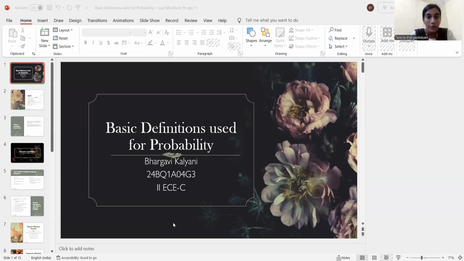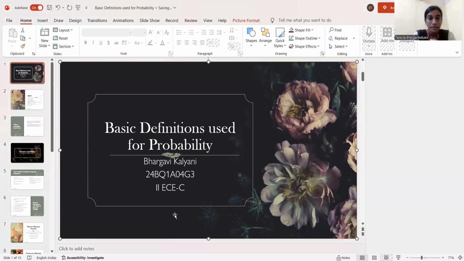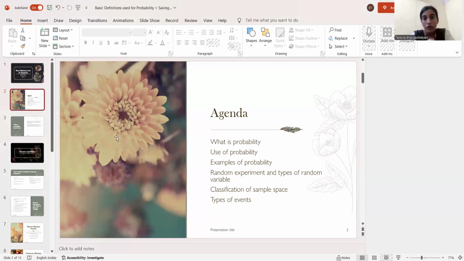Today, we are going to learn about basic definitions of probability. Today, I am going to explain what is probability, uses of probability, examples of probability, random experiment and types of random experiment, sample space and classification of sample space, event and types of event.